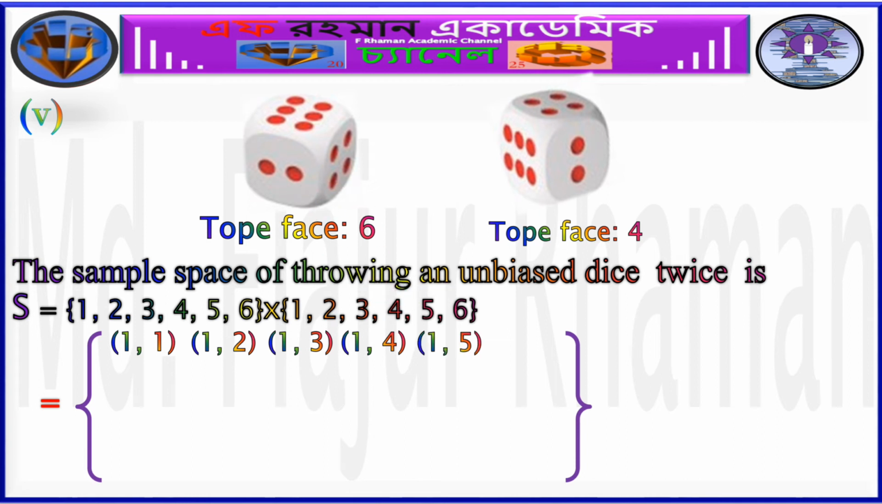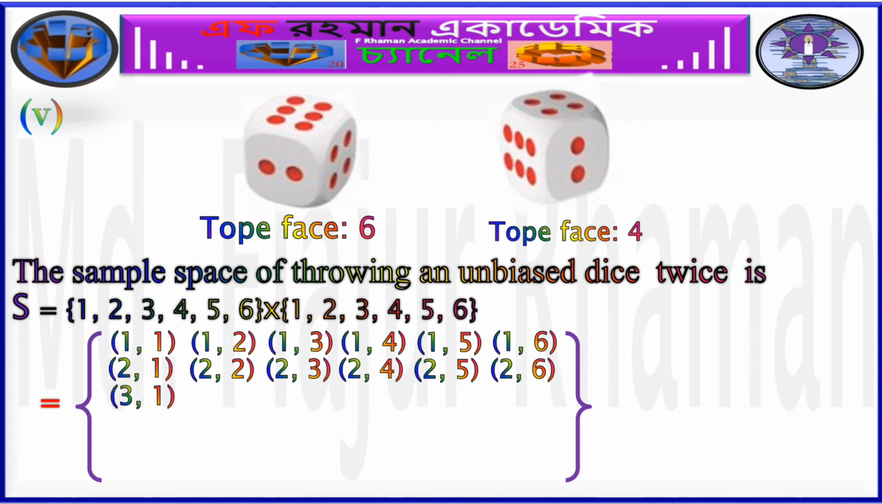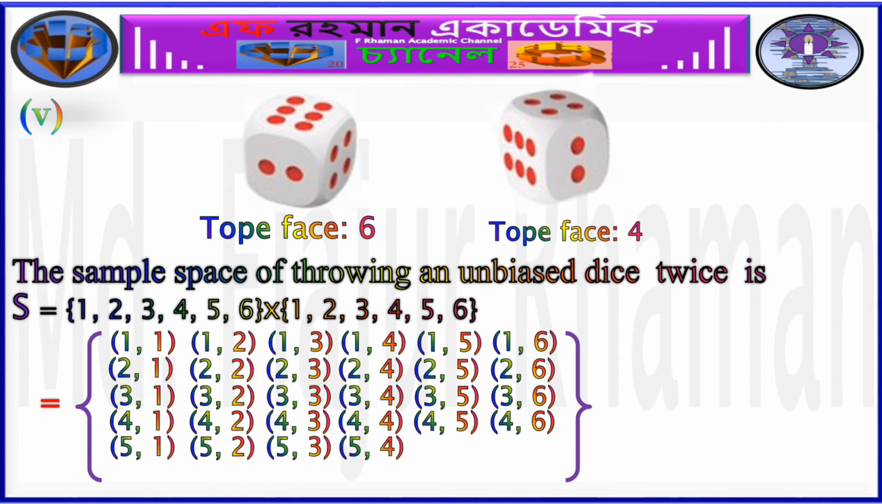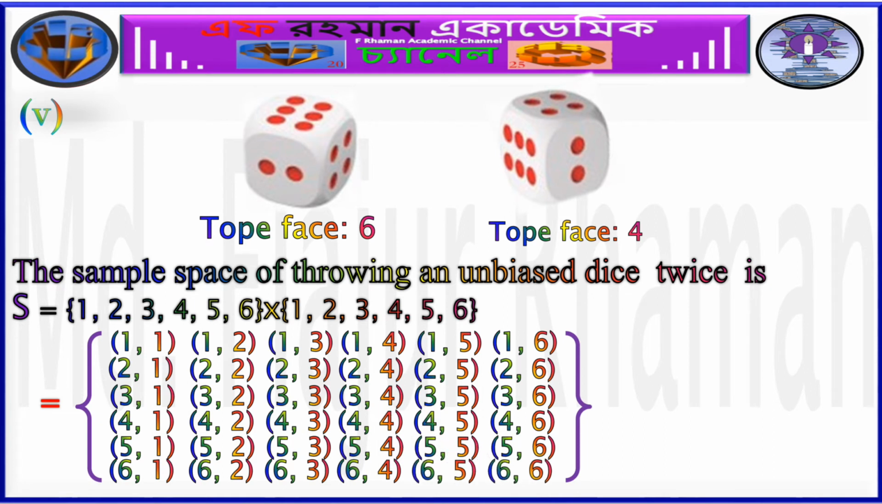(1,4), (1,5), (1,6), (2,1), (2,2), (2,3), (2,4), (2,5), (2,6), (3,1), (3,2), (3,3), (3,4), (3,5), (3,6), (4,1), (4,2), (4,3), (4,4), (4,5), (4,6), (5,1), (5,2), (5,3), (5,4), (5,5), (5,6), (6,1), (6,2), (6,3), (6,4), (6,5), (6,6)}.